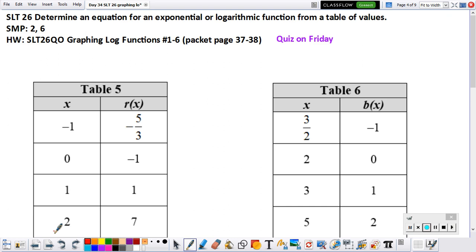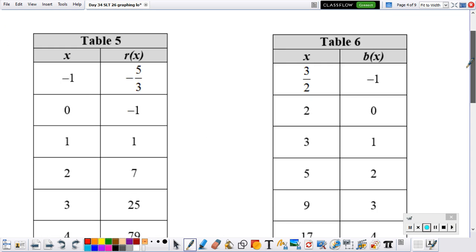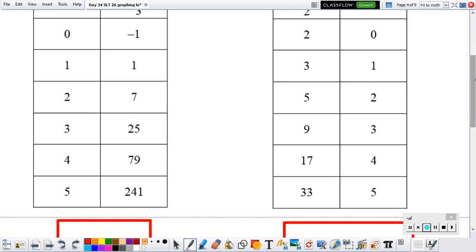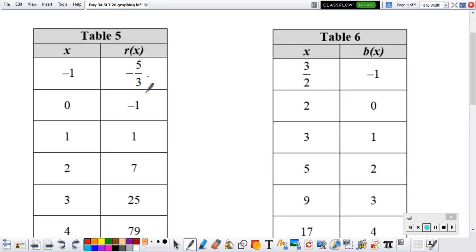Okay, so when you looked at table 5, hopefully you noticed that you've got a multiplication pattern on the x's. It's a little tricky because, you know, they're not perfect. So let's think. We know that to get rid of the 5/3, we probably had to multiply by 3 to get rid of the third. So let's see what happens if we multiply by 3, that would give us -5.